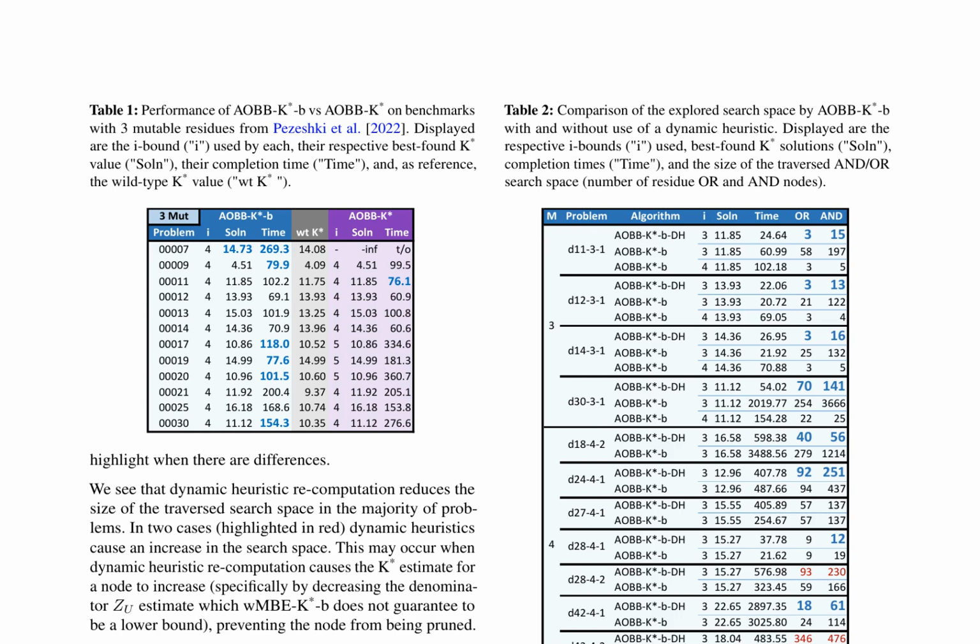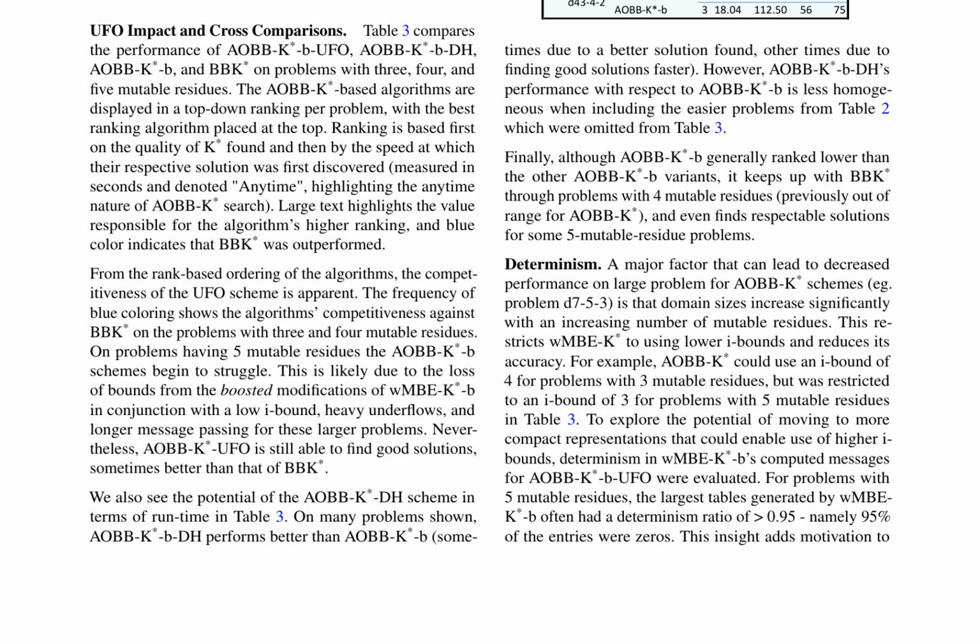The performance of AOBB-K UFO, AOBB-K DH, AOBB-K and BB-K is compared in Table 3 on problems with 3, 4, and 5 mutable residues. AOBB-K UFO is competitive with BB-K, and AOBB-K DH is able to find good solutions, sometimes better than BB-K. However, AOBB-K schemes struggle on problems with 5 mutable residues due to the loss of bounds from the boosted modifications of WMBE-KB, heavy underflows, and longer message passing.